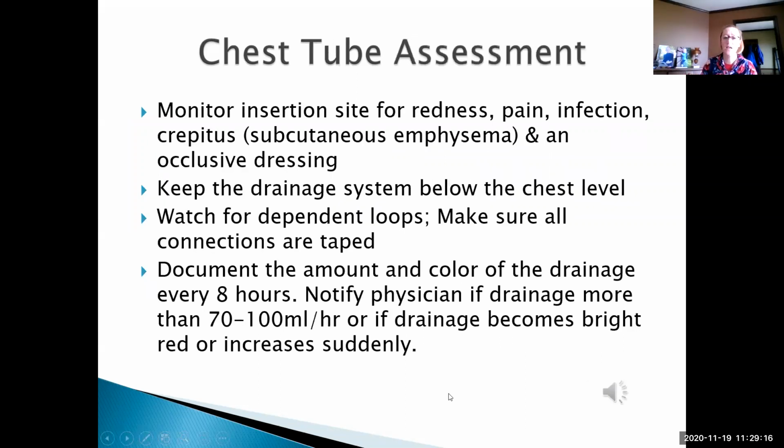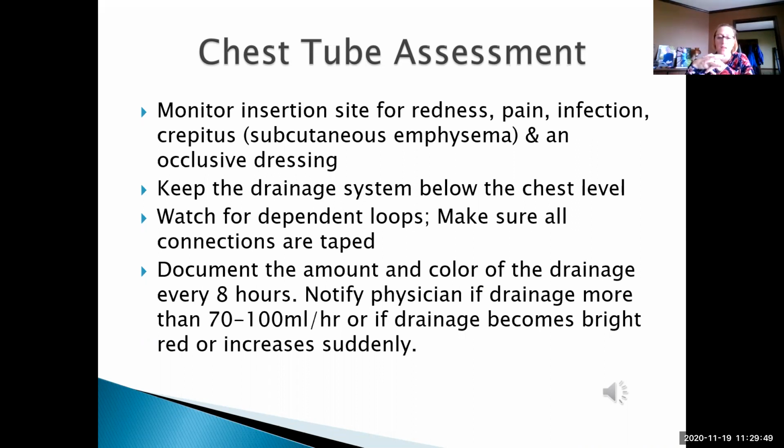So when you're assessing your chest tubes, you're going to assess the insertion site for redness, pain, infection, crepitus, and making sure it's an occlusive dressing. Usually we'll put Vaseline gauze wrapped around the tube at the site itself, just to prevent any air from going into that space. And then you have the occlusive dressing over the top. The drainage system should always be below chest level. Watch for dependent loops, making sure all the connections are taped so things don't become accidentally disconnected.